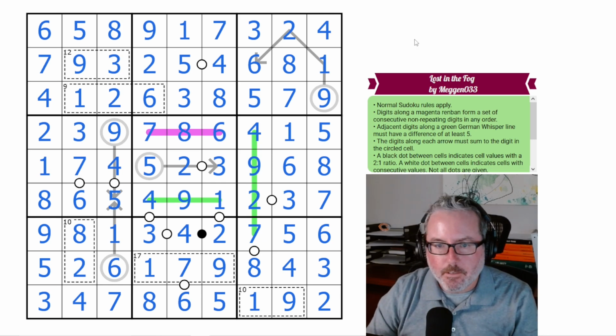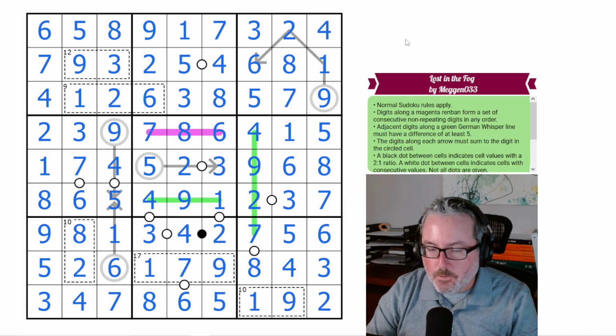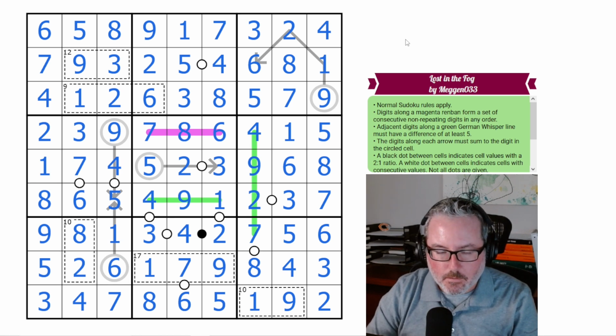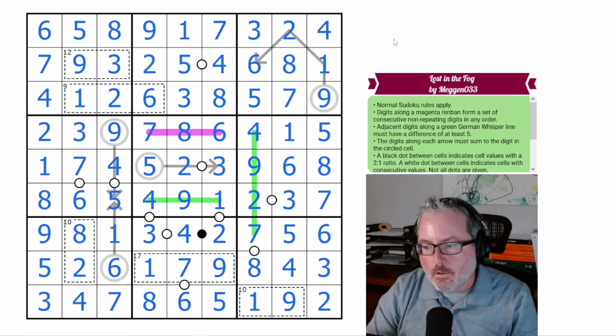Again, Megan 033 puzzles are always fun, usually if they're Fog of Wars, which are always a favorite. So hope you all enjoyed that one.